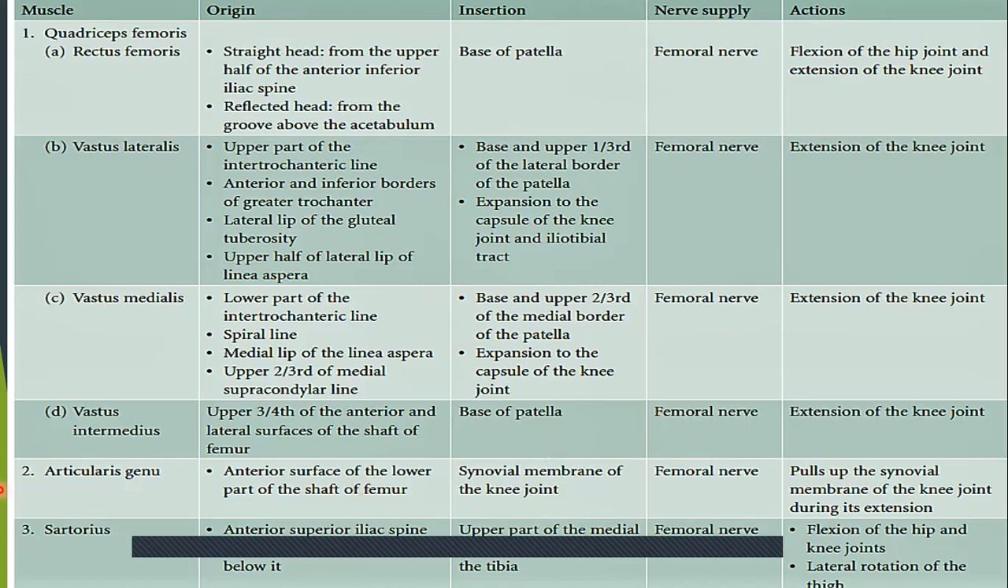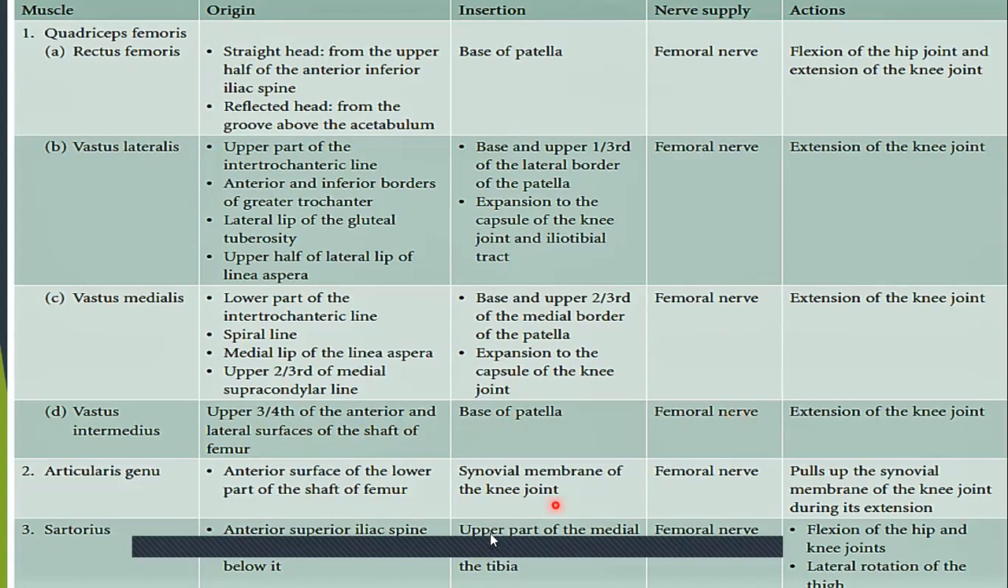Then vastus intermedius originates from the upper three quarters of the anterior and lateral surface of the shaft of femur, to insert into the base of patella and, via the patella ligament, into the tibial tuberosity. It is innervated by the femoral nerve, and its action is extension of the knee joint.